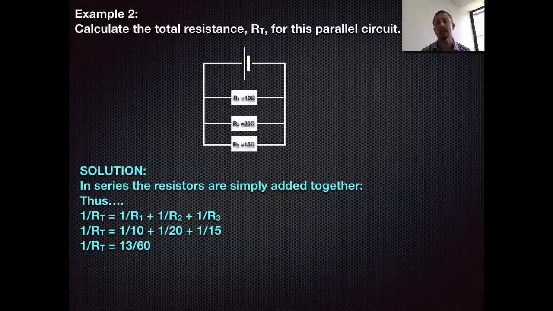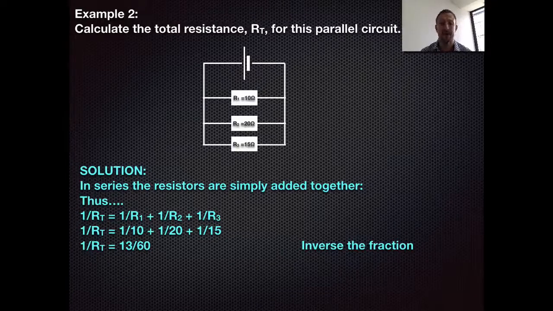Now that's simply done on your calculator. But the key thing is that the answer is not 60. And this is a problem that I've noticed with a lot of students. They forget that it's 1 over RT that equals 13 over 60. So what I've got to do is inverse the fraction. So as a result, RT will equal 60 over 13. You can do this just by hitting the x to the negative 1 button, your inverse button on your calculator. As a result, RT will equal 4.6 ohms.